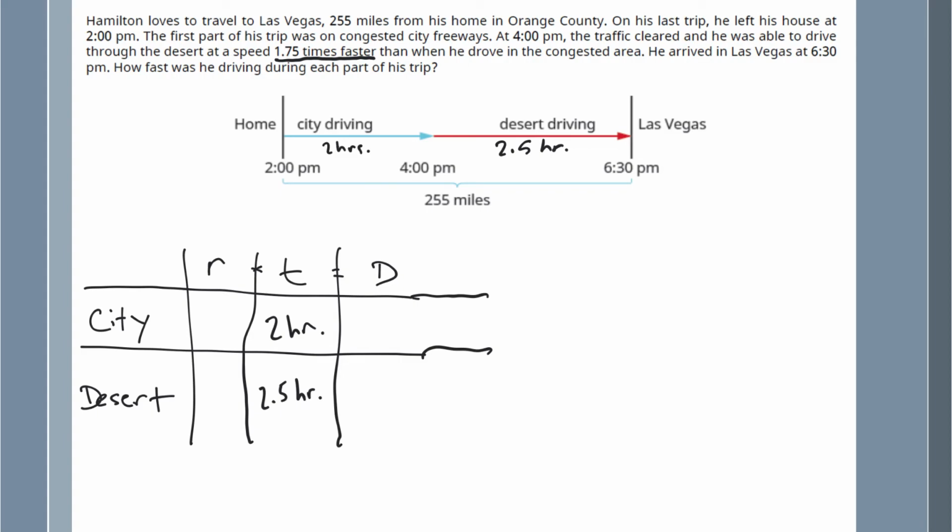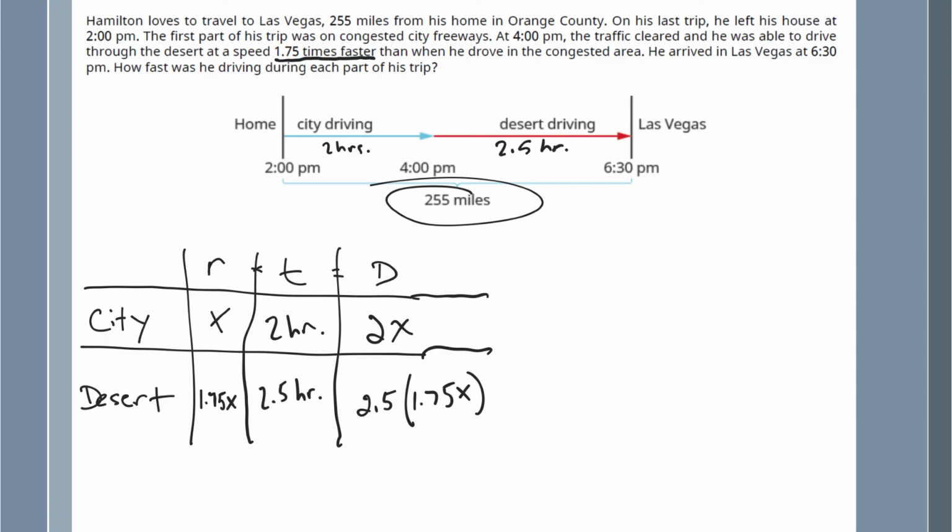We have a clue about the desert driving. We don't have a clue about the city driving, so I'll let the city driving's speed be x. Desert driving speed, it says 1.75 times faster, so that's 1.75 times x. Set up our distance expressions. 2x for the city. 2.5 times 1.75x for the desert. And then how can I relate those two things? Well, I know that if I add them together, I get a total distance of 255 miles.